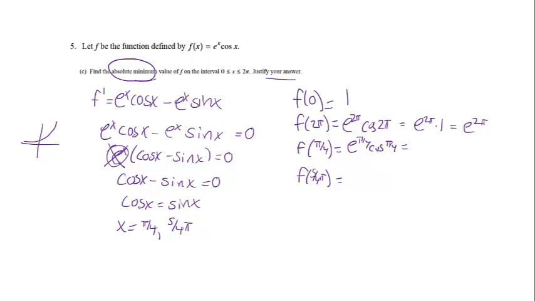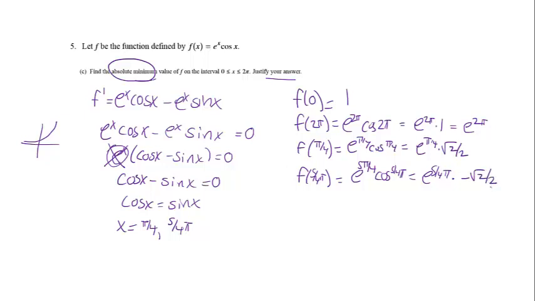I don't know what e to the pi over 4 is, I'm just going to leave that, so this is going to be e to the pi over 4 times the cosine of pi over 4, square root of 2 over 2. And then e to the 5/4 pi, we're going to have e to the 5/4 pi times the cosine of 5/4 pi, which, since it's down in the third quadrant, is going to be negative square root of 2 over 2.